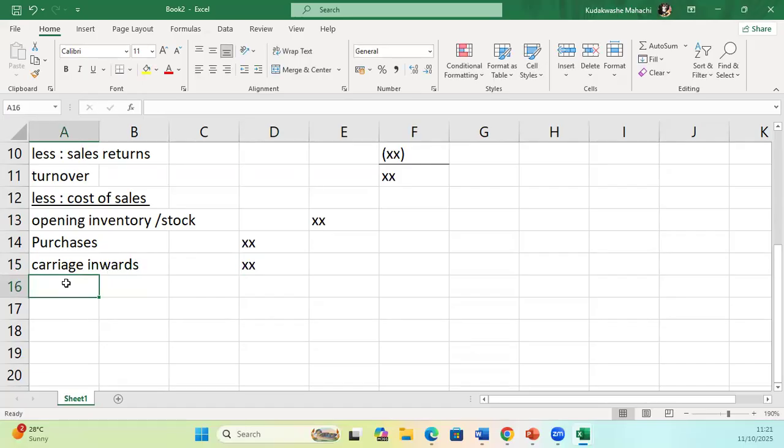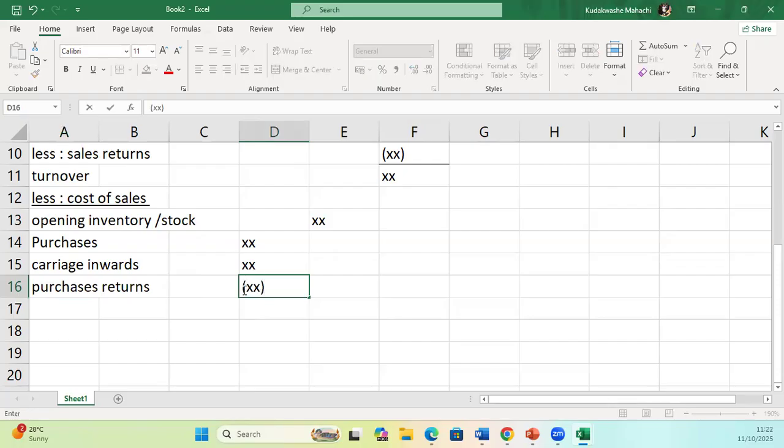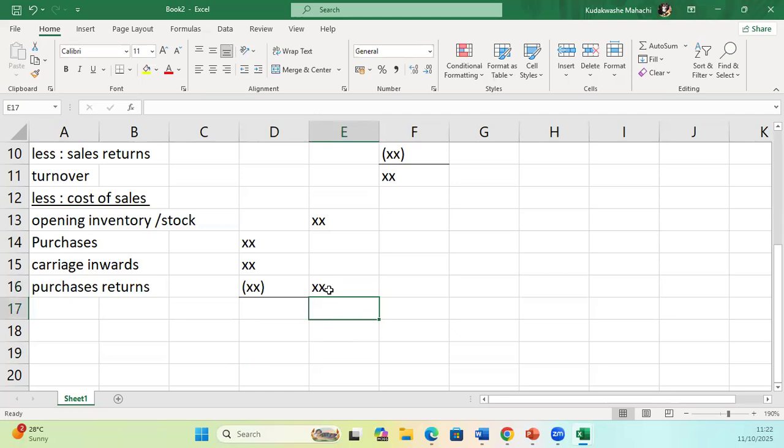So you say the purchases, you add the carriage inwards. Then you deduct if there are any purchases returned. So the purchases returns, we are deducting them. What I'm putting in bracket, it means we are deducting. We subtract the purchases returns. These are the goods you bought, but you returned them to suppliers. So you're saying what the goods you bought plus the carriage less the returns. Then you get your net amount, you put it that side. So you put your net amount in this column.